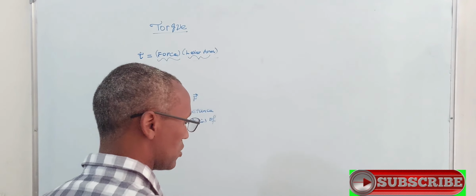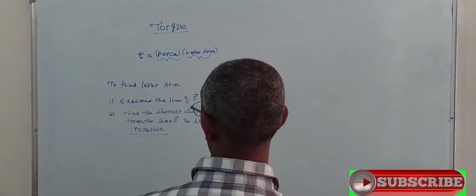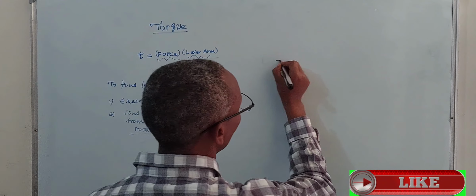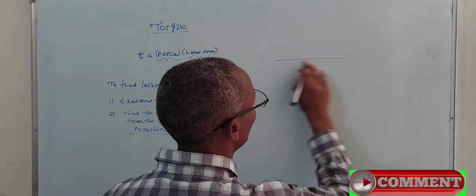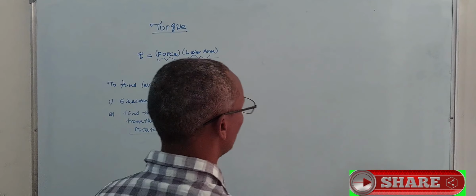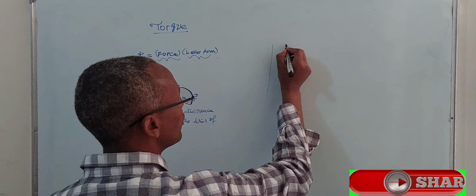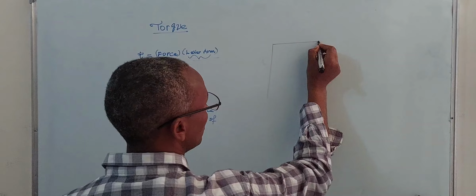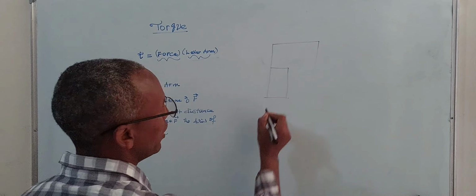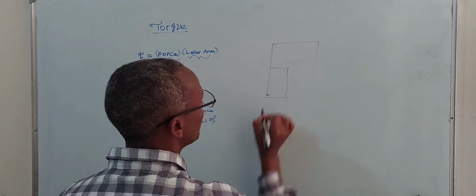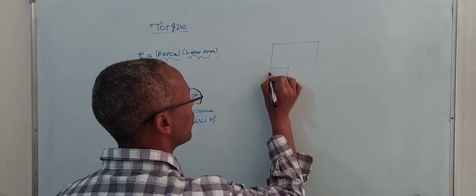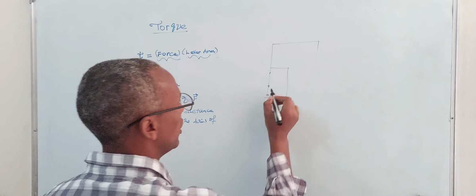So what does it mean? Let's say you have a door. I will show you. So let's say this is a door. Okay, let's say you have a door, right? This is a house, and then this is a door. And there is a turning point, or this is the rotational point, the axis of rotation, right?